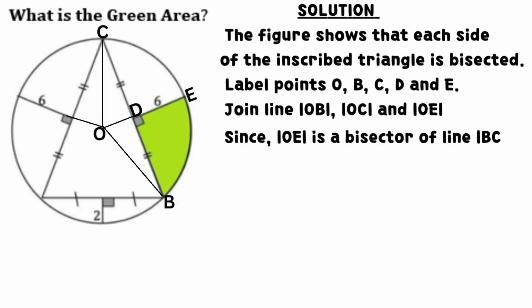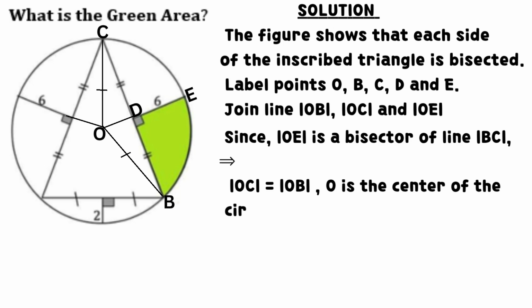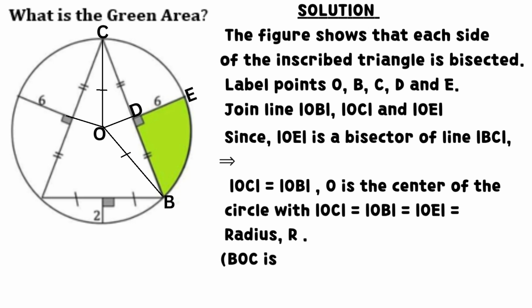Since line OE is a bisector of line BC, this implies that line OC equals line OB, where O is the center of the circle, with line OC equals line OB, which equals line OE. These lines are each equal to the radius r of the circle. BOC is an isosceles triangle.